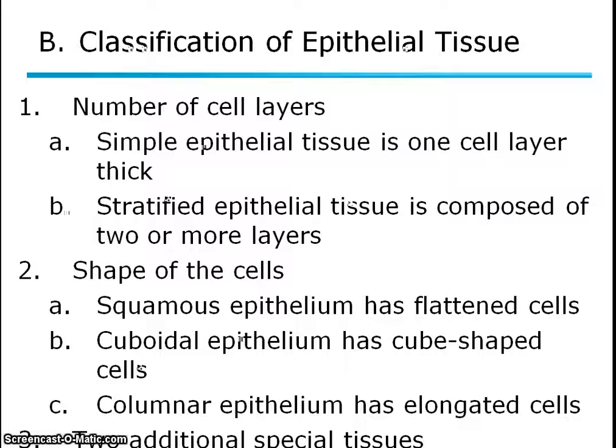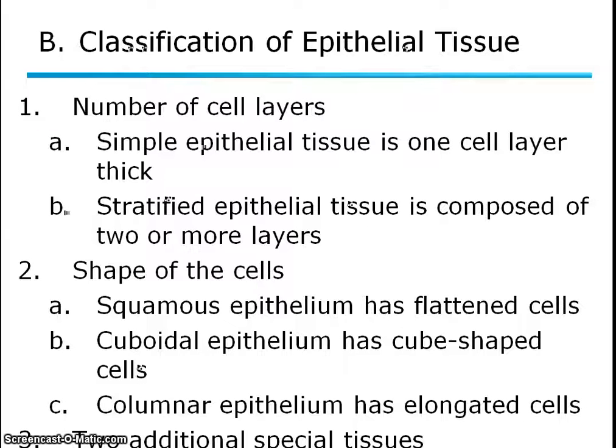All right, so we are going to classify these by the number of cell layers. It can either be simple, which means one layer, or stratified, which means more than one. They're also classified by shape. Squamous has flattened cells, and one of my students suggested that it sounds like the word squished, and the cells do look like they have been squished.